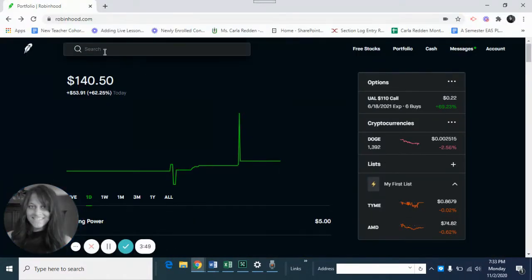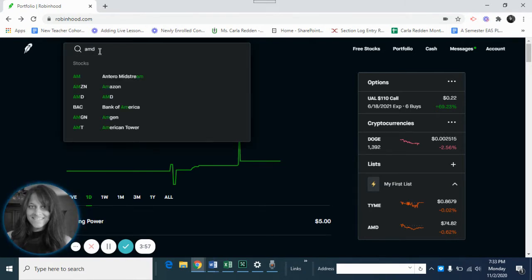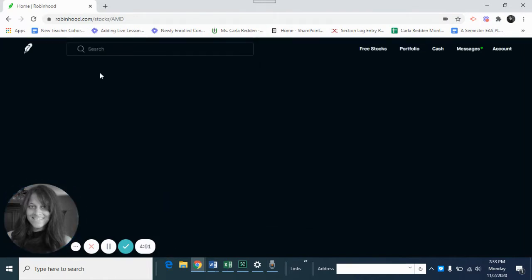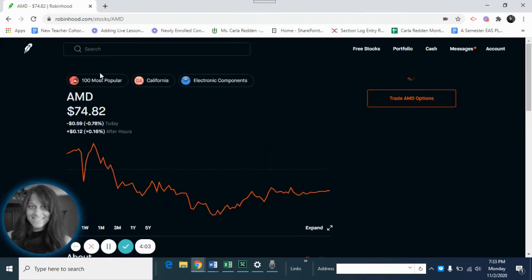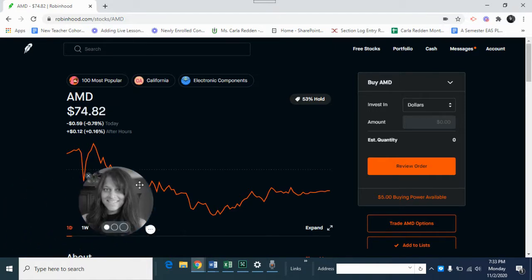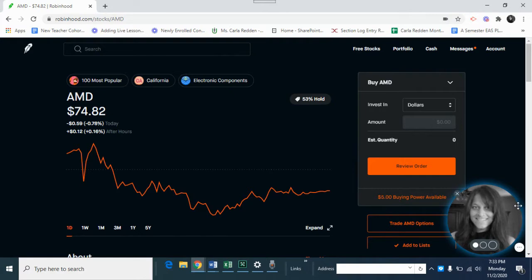All right, so in order to go to AMD, all you have to do, you'll notice there's a search button up here. I'm going to put in the ticker AMD, because it's the ticker for AMD. And so as I put it in, you'll notice that it'll take me to AMD's graph or stock price or the data related to AMD. I'm going to go ahead and hide that. And I'm going to bring myself right over here.